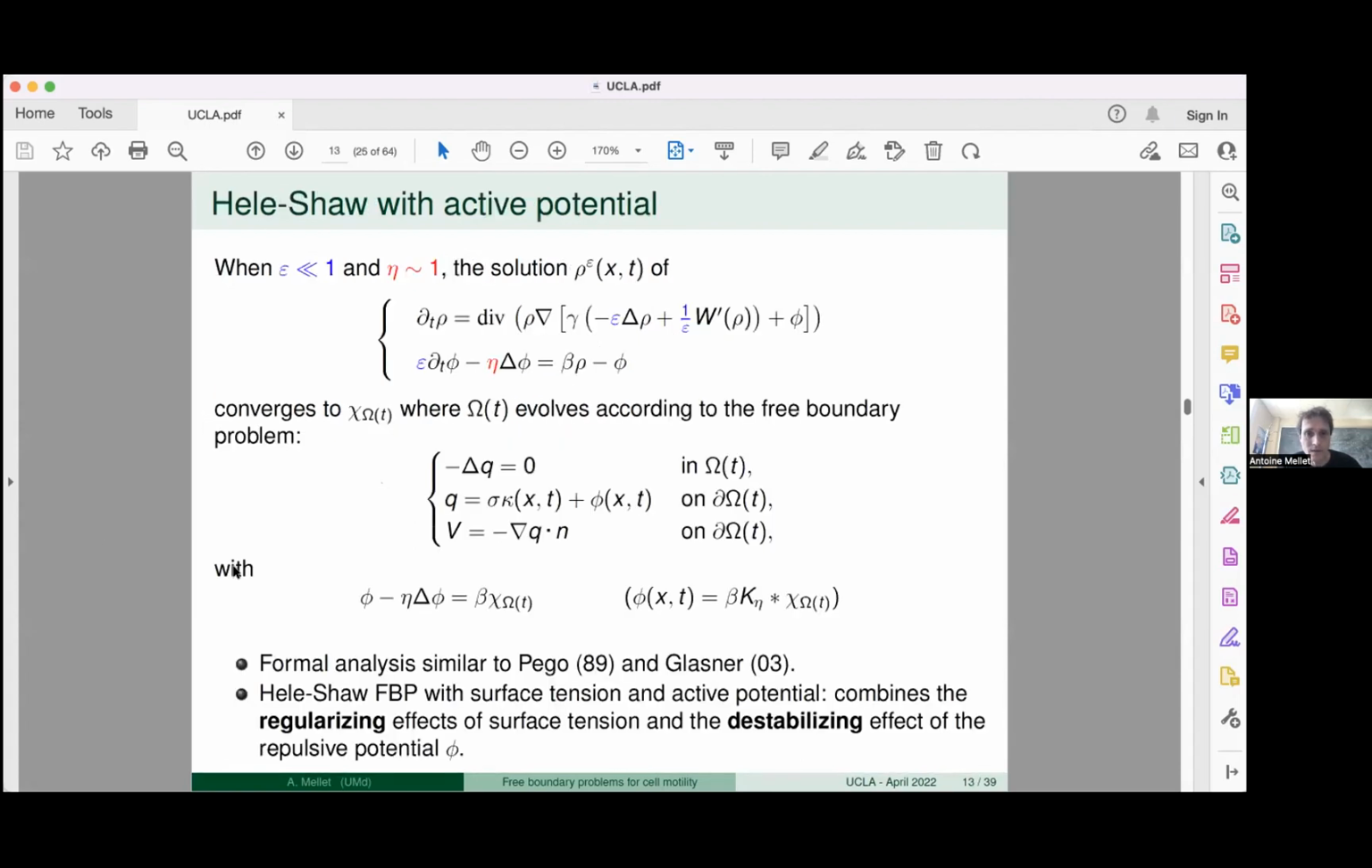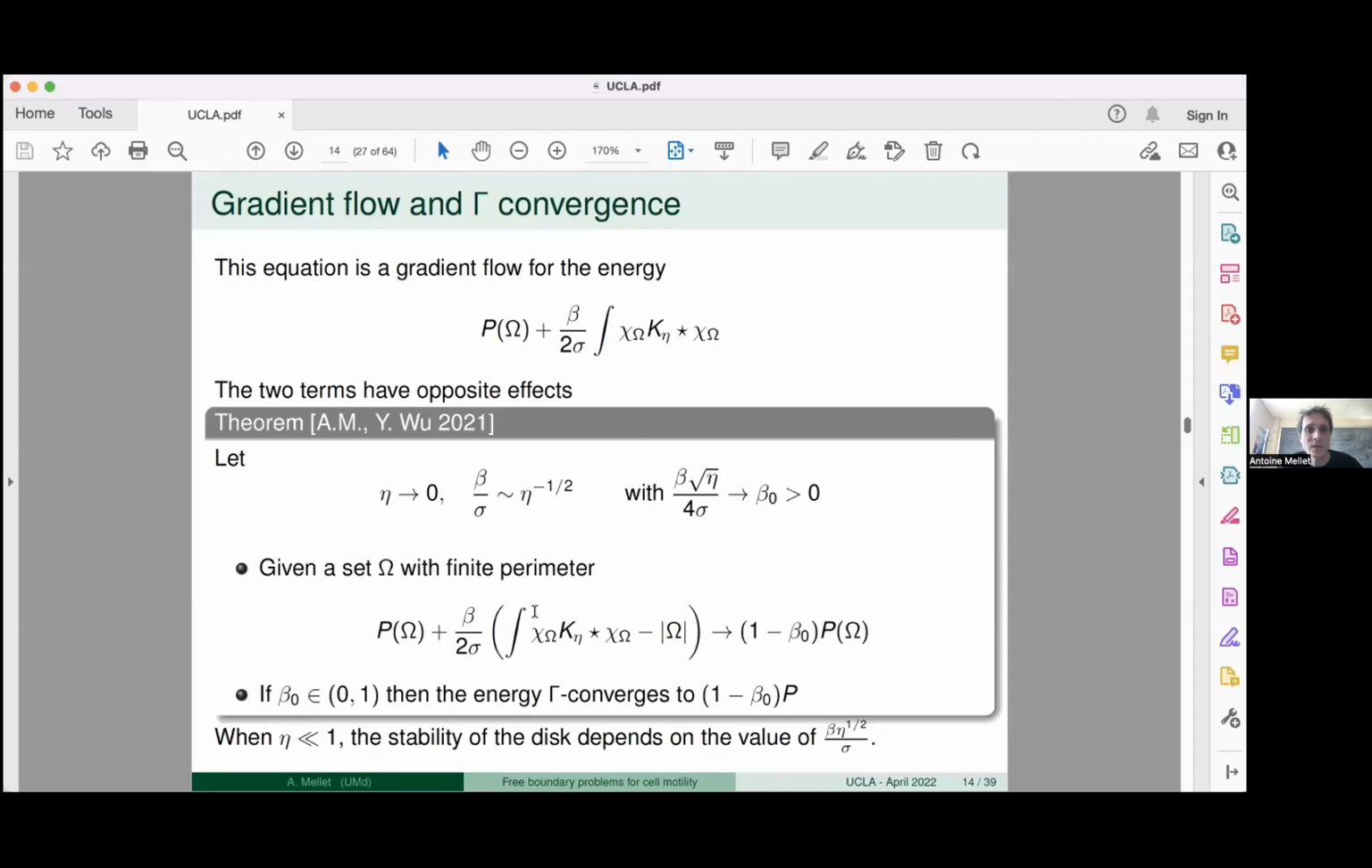I mean, again, if you look at the equation for phi, when eta is small, you're localizing the phi that's closer and closer to just being the characteristic function as well. So when eta goes to 0, beta over sigma measures the relative importance of the protrusion of the destabilizing phi and the surface tension, right? So this is saying that you're increasing the effect of this potential phi over the effect of surface tension.